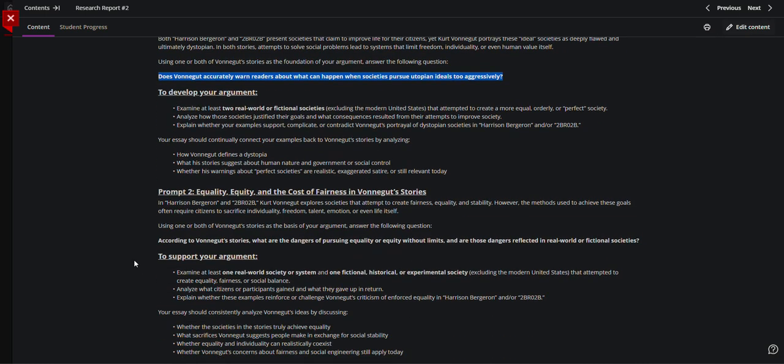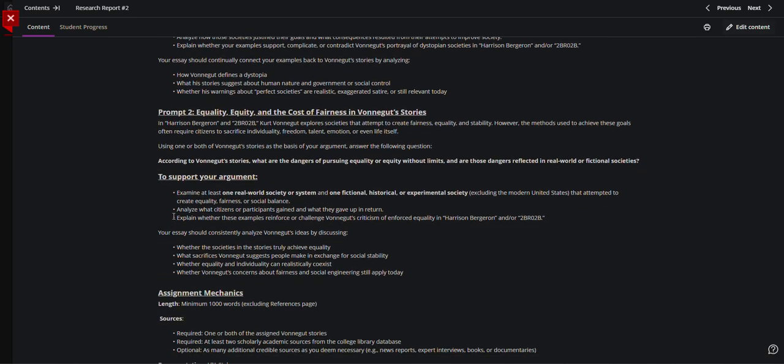The second prompt is about equality, equity, and the cost of fairness. And the second prompt is this. According to Vonnegut's stories, what are the dangers of pursuing equality or equity without limits? And are those dangers reflected in real world or fictional societies? That's the question that you are answering. So you will probably want to examine at least one real world society or system and one fictional one, historical or experimental one, again, excluding the modern United States, that attempted to create equality, fairness, or social balance.